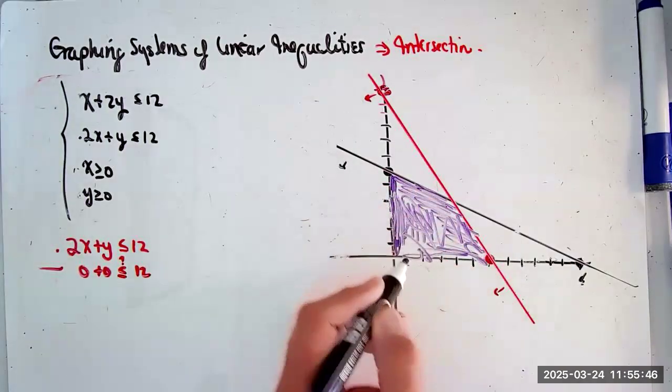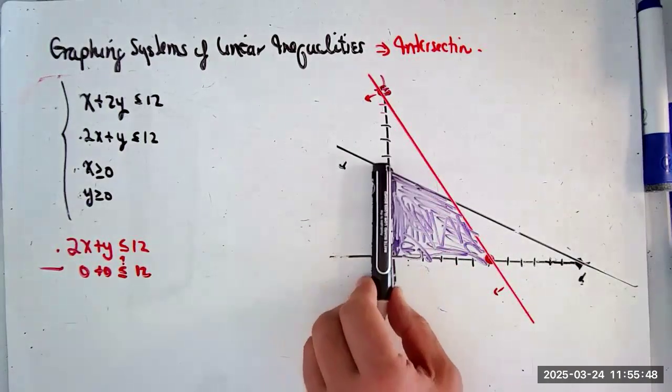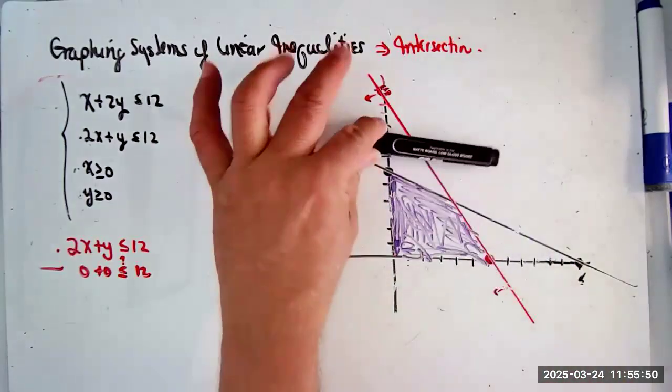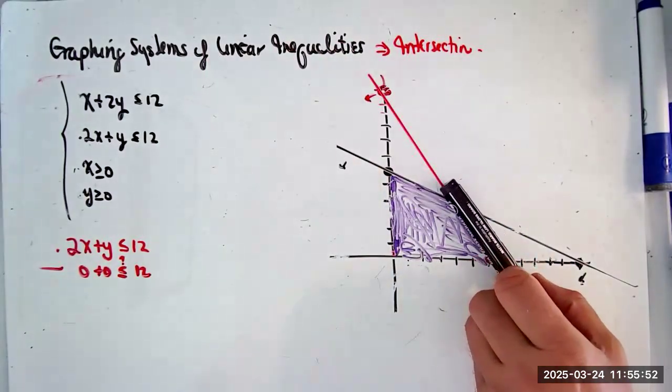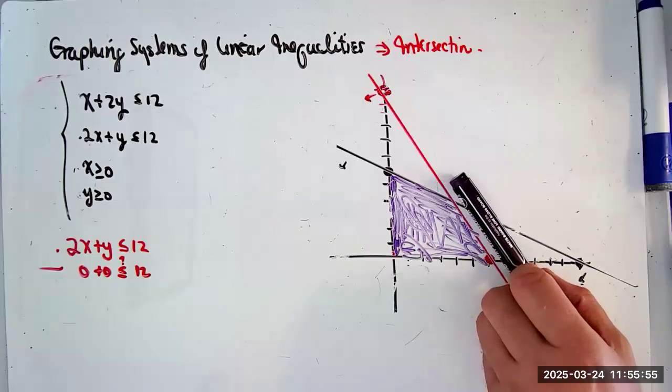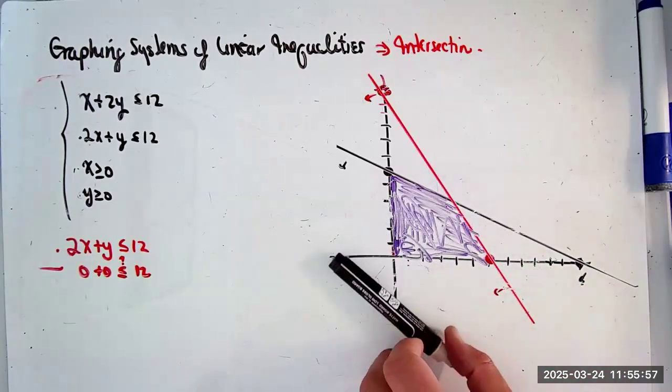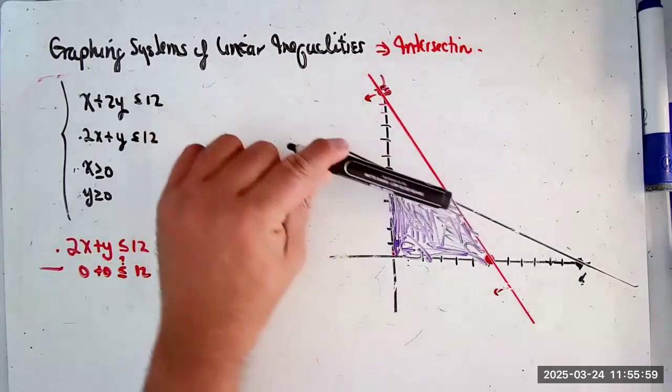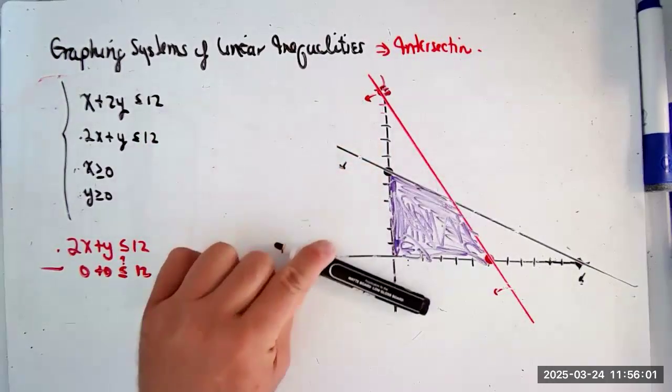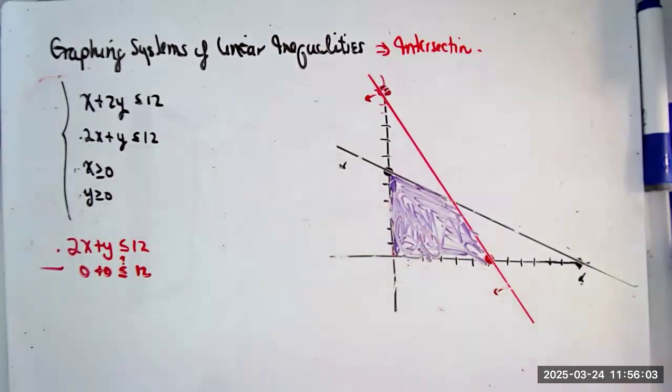We get the idea. Okay, that's when x is greater than or equal to 0, y is greater than or equal to 0, 2x plus y is less than or equal to 12, and x plus 2y less than or equal to 12. So this will be the intersection. I hope this helps.